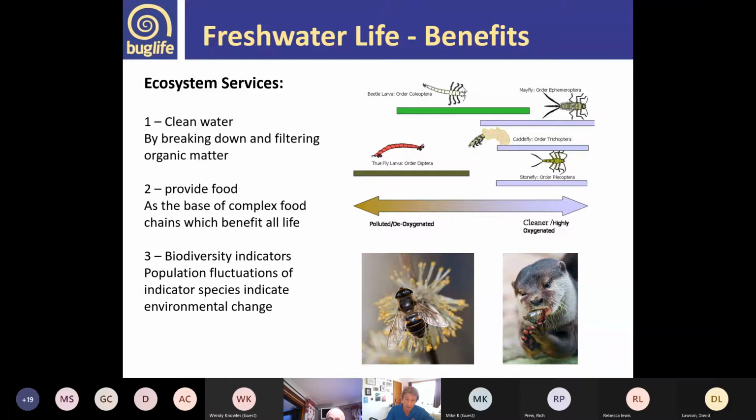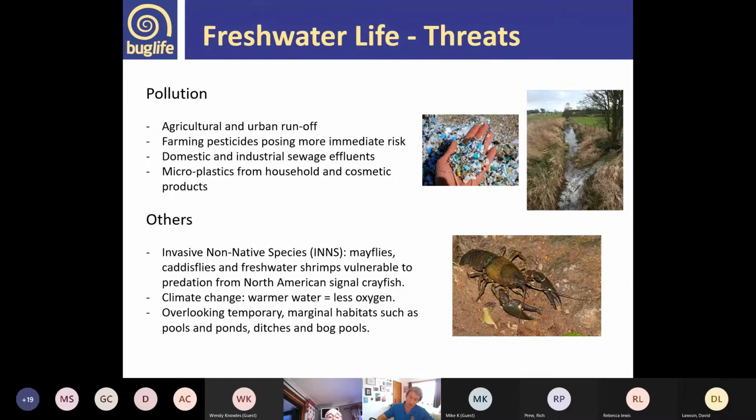So what are the threats to life in freshwater habitats? The most obvious threat perhaps is pollution. Pollution can occur in various different ways, including agricultural and urban runoff. This includes the use of pesticides in farming, domestic and industrial sewage effluents, and microplastics from household and cosmetic products.